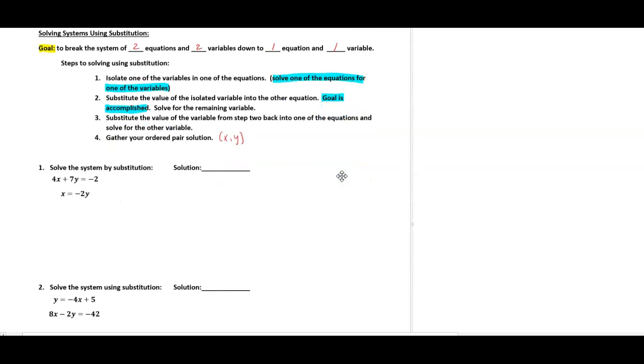So let's look at an example here. Now when I use substitution, I like to use what I call a T-chart. And I like to put one equation on one side and the other equation on the other side. Now, when I use substitution, right, I look, this equation, no variables are isolated. This equation, I have x isolated. So what I'm going to do is take this value of x and plug it into 4x plus 7y equals negative 2.